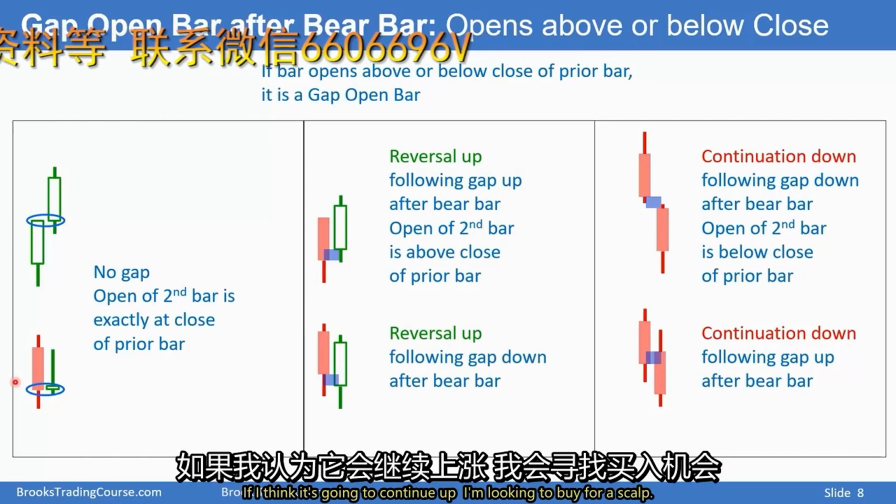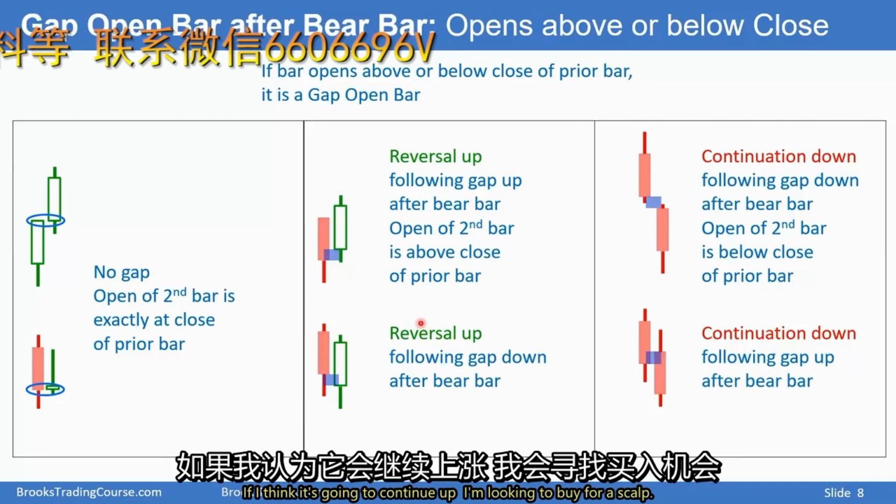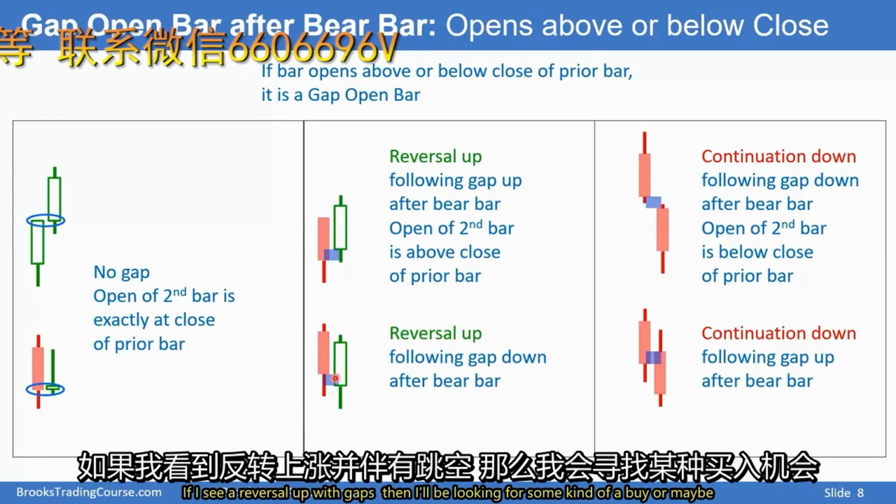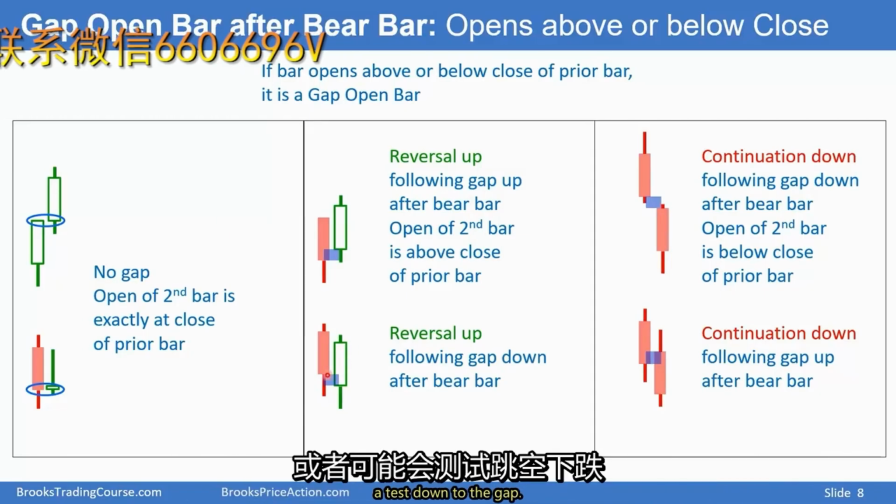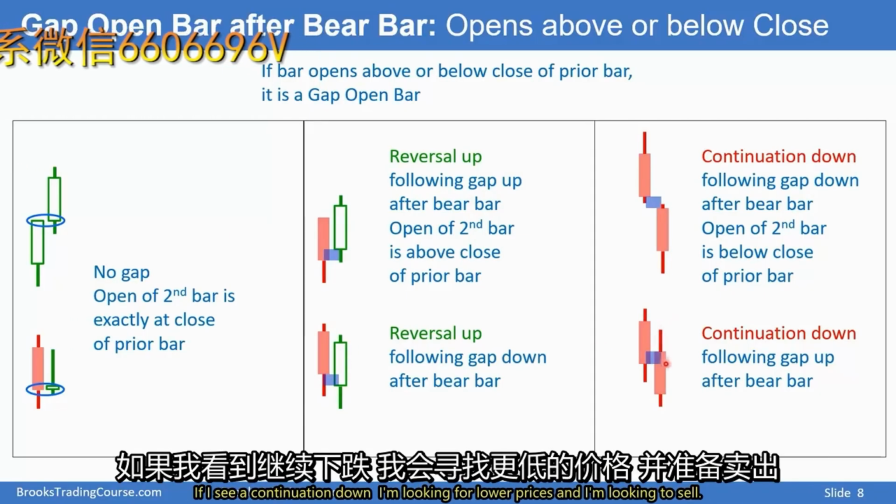If I think it's going to continue up, I'm looking to buy for a scalp. If I see a reversal up with gaps, then I'll be looking for some kind of a buy, or maybe a test down to the gap. If I see a continuation down, I'm looking for lower prices and I'm looking to sell.